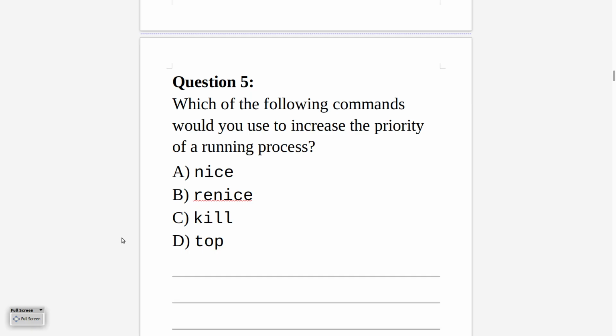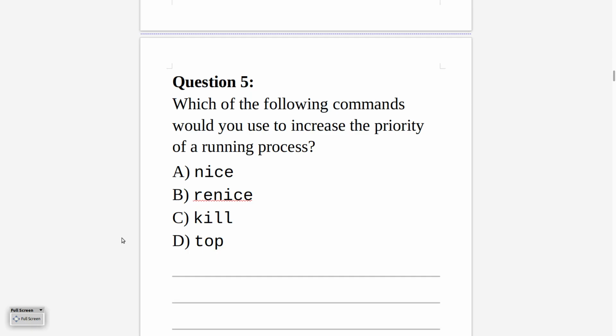Oof. Okay, so I know it's not kill. That's killing a process. It won't be top, because that views the CPU and memory usage of a process and other stats. So it's going to be nice or renice.